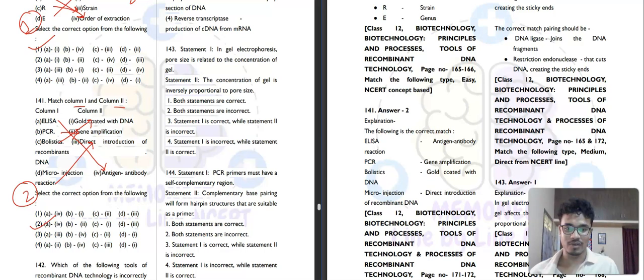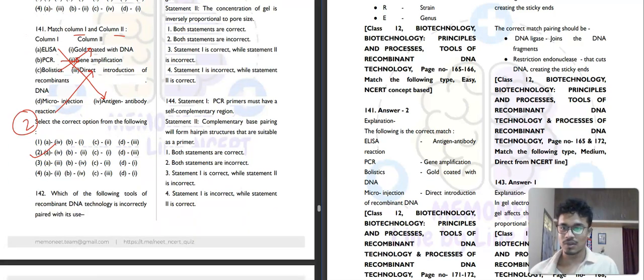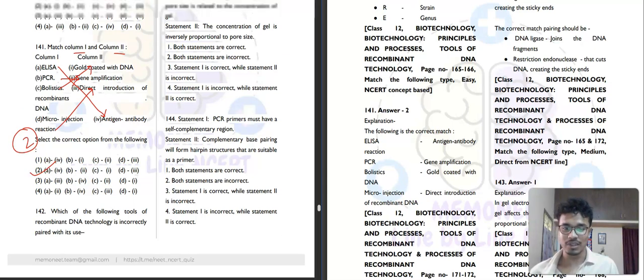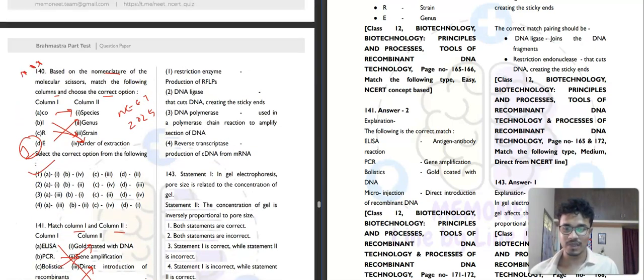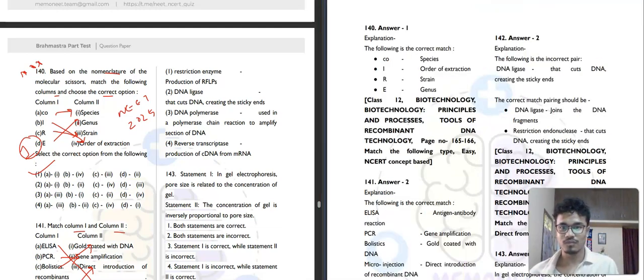Then question number 142. Which of the following tools of recombinant DNA technology is incorrectly paired with its use? Okay, let's see. First option is given, restriction enzyme, production of RFLPs, correct. And DNA ligase that cuts the DNA, that doesn't cut the DNA, it just joins. DNA polymerase, correct. Reverse transcriptase is also correct. Second option.